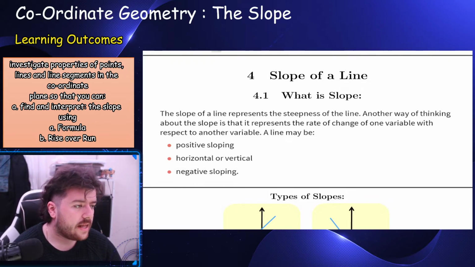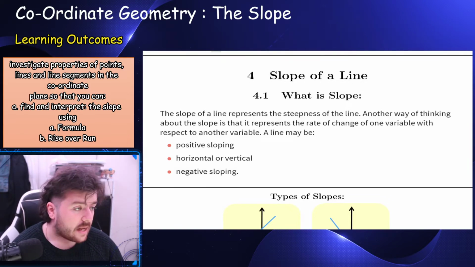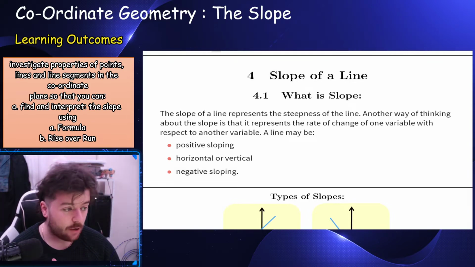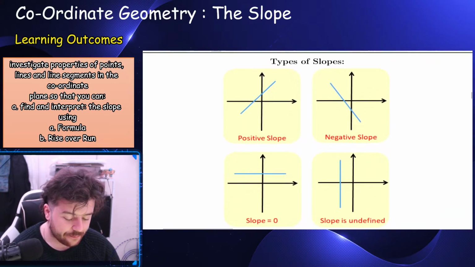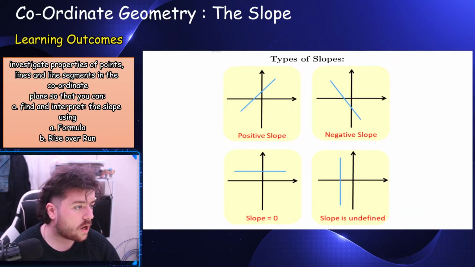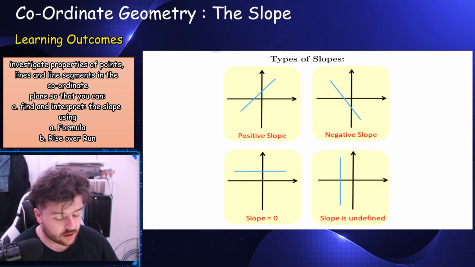But in this video, a line may look like this. It might have a positive slope, it might have a horizontal or vertical slope, or it might have a negative slope. I'm going to show you the implications of that now. So these are what my slopes look like. I could have a positive slope, and my positive slope looks like this.